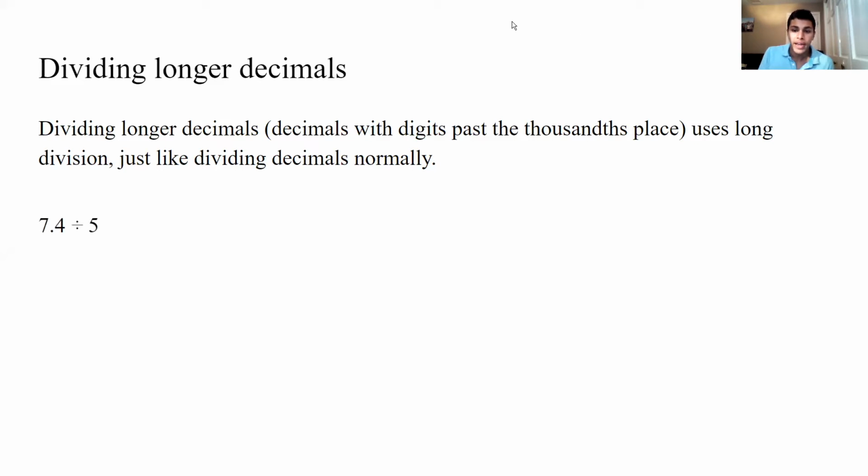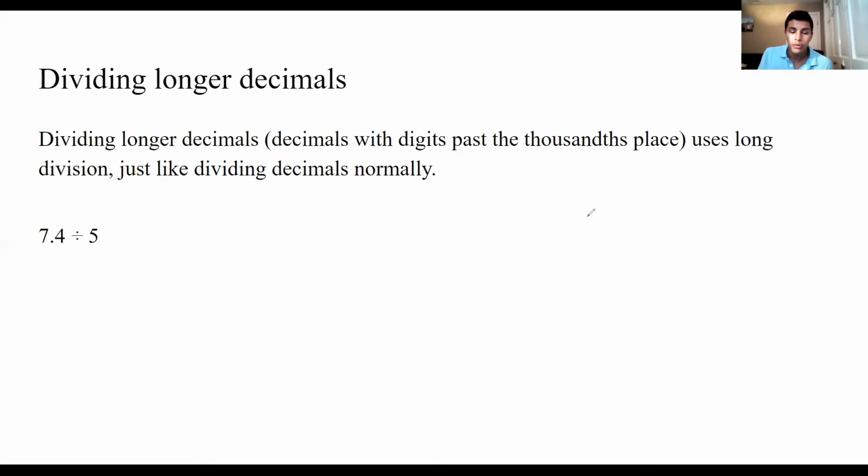If we are to divide 7.4 by 5, we would set it up into a normal long division question. Just like any division, we use long division to divide decimals. So 7.4 divided by 5, with the number being divided going on the inside, and the number that we're dividing by going on the outside. So now our next step, and this is the case whenever you're dividing by any decimal, is always to put the decimal point in your answer right above where it is in what you're dividing.